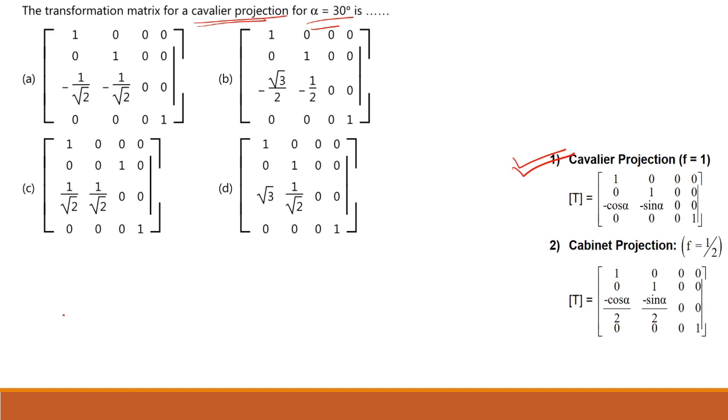So what will the transformation matrix be? 1 0 0 0 1 0 0. Now just find cos 30 degree, and you know cos 30 is root 3 by 2, okay. This will be the minus cos alpha. Again sin 30 is 1 by 2, so that is minus 1 by 2. If you substitute the value of alpha here, you will get option B, okay. So in this way option B will be the correct option.